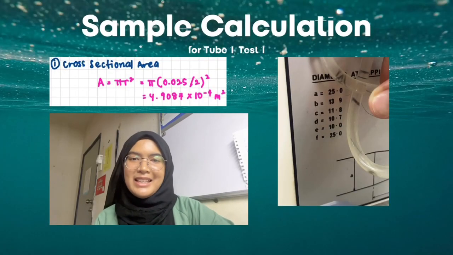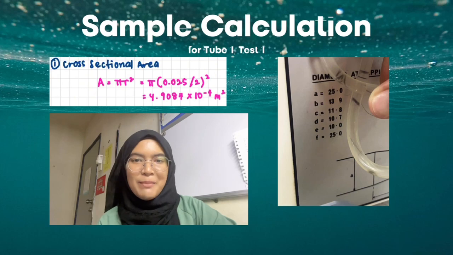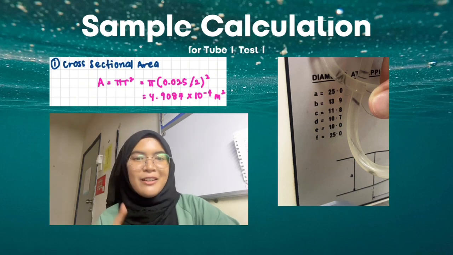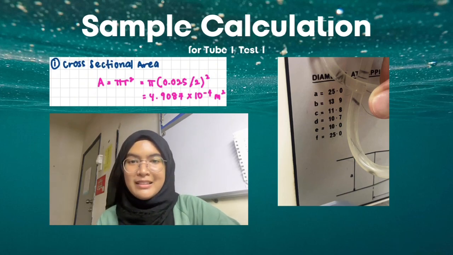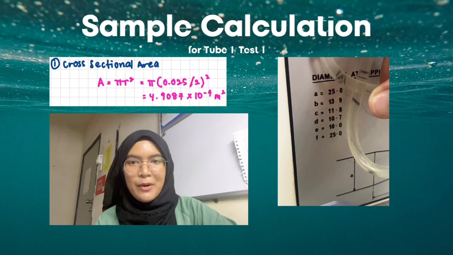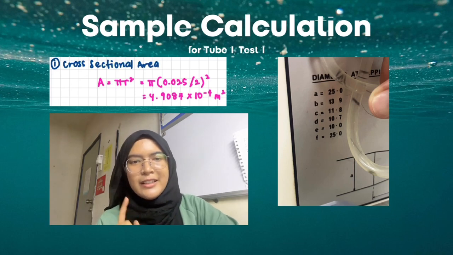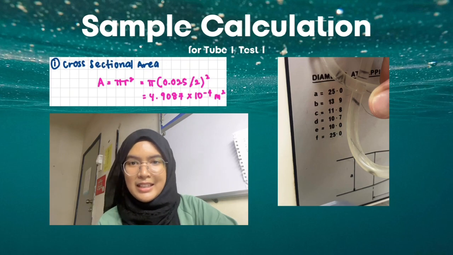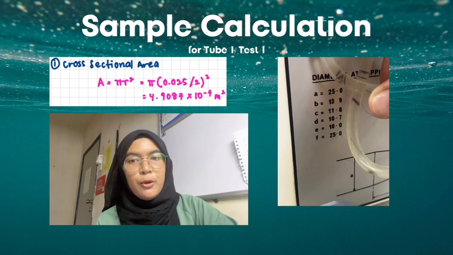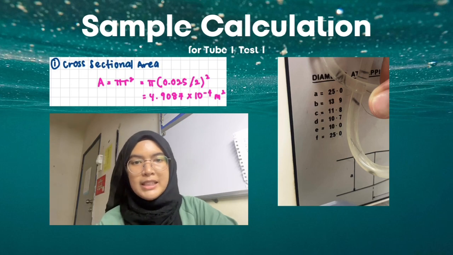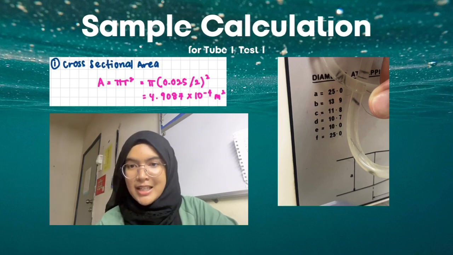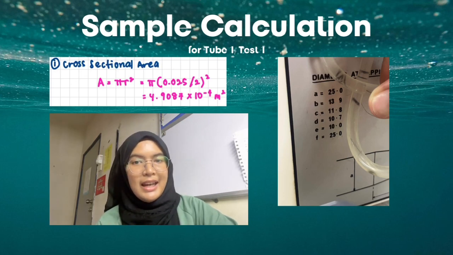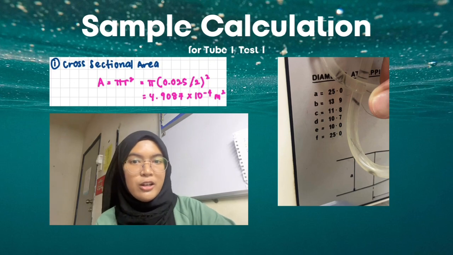Now, I will present the data analysis for our Bernoulli's experiment. First, I will explain the sample calculation used to analyze our experimental data. The first calculation is the cross-sectional area of each section of the tube. We obtained the diameter from the given dimensions on the apparatus and calculated the area using the equation A equal to pi d squared over 4.